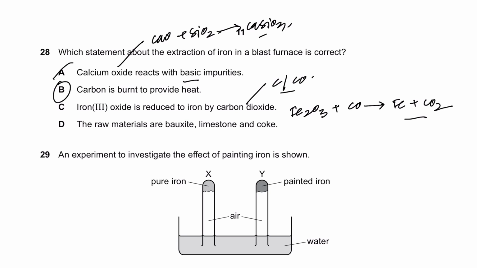The raw materials are bauxite. No, not bauxite, it is hematite. Bauxite is the raw ore for aluminum, right? It's actually aluminum oxide. So D is wrong, C is wrong. That's why B was the right option.